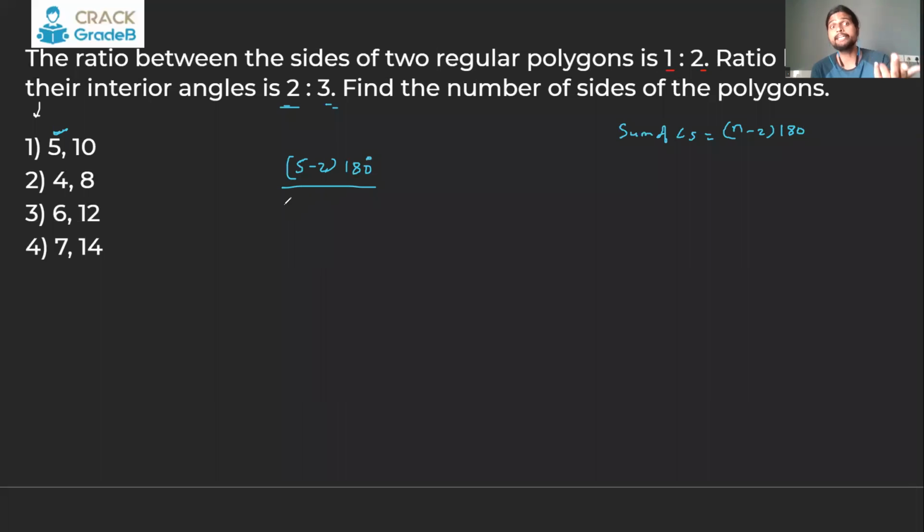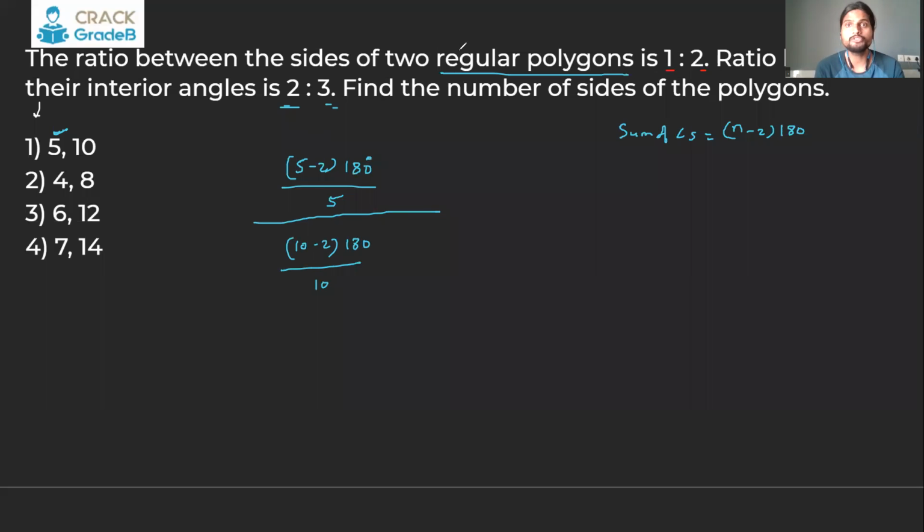But we want the individual angle. The individual angle, we'll have to divide by 5 because it's a regular polygon. That means all angles are going to be equal. So the sum of all angles divided by the number of sides gives us one single angle. That divided by (10 minus 2) into 180 upon 10.